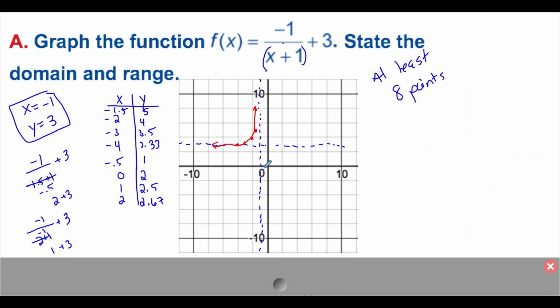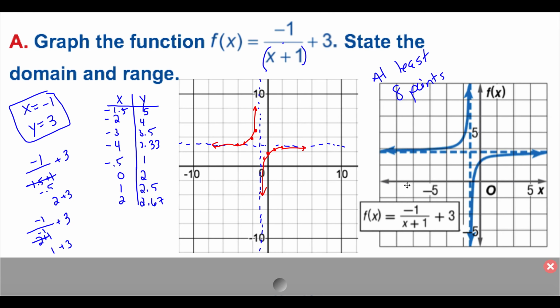So -0.5, 1; 0, 2; 1, 2.5. So we're right here, 2.5. Okay, and then 2, 2.67. So we're approaching that line. And then we have the same kind of idea. So I have that curve there that looks like that. So I have a hyperbola that was created by these points. Okay, and I have the graph right there. Just might be a little bit better there.